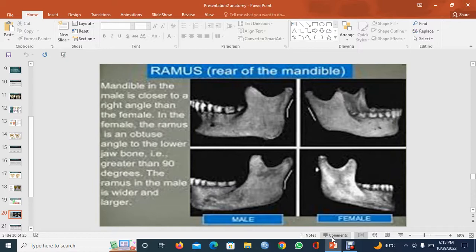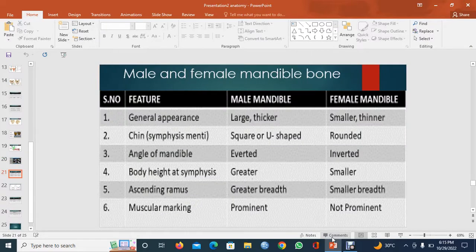You can see also in the picture here the broader ramus, 90 degrees at this side, and here is the tabular chart again to show the difference between male and female mandible.